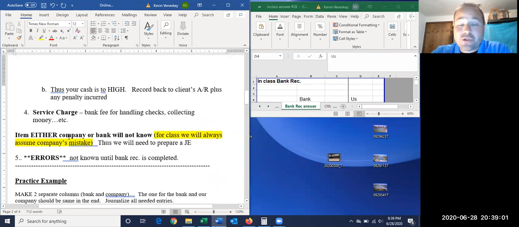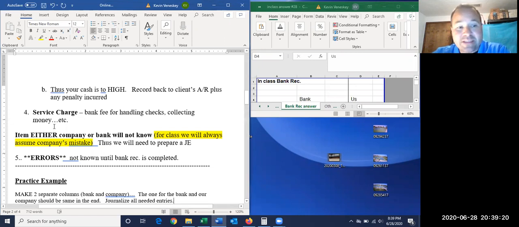A service charge, a lot of times business bank accounts have a fee monthly or maybe quarterly. They may assess a bank fee. That's something that we'll have to remove from our cash because the bank's taking money out of our account to allow us to bank with them.